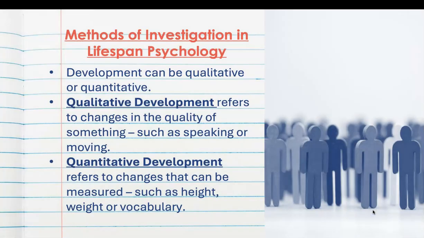So in lifespan psychology, development can be described in two key ways, qualitative and quantitative. You probably have heard of these terms in research methods as part of science inquiry skills as well. So qualitative development refers to changes in the quality of a person's abilities, such as learning to speak, problem solve, or move in more complex ways. Quantitative development, on the other hand, involves changes that can be measured numerically, such as height, weight, vocabulary size, or reaction times. Understanding both types allows psychologists to gain a complete picture of how we change throughout life.